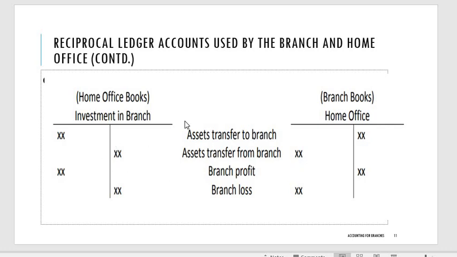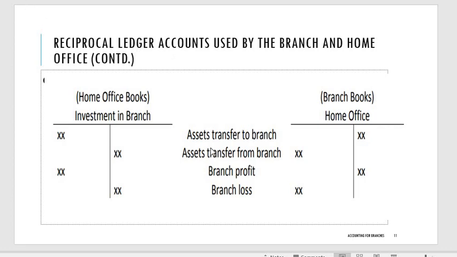But the entries, right? Every time you increase the investment in branch account, debit. Every time you increase the home office current account, credit. Every time you decrease the investment in branch account, credit. Then that's its counterpart, debit to the home office current.